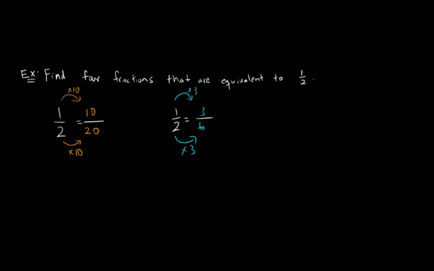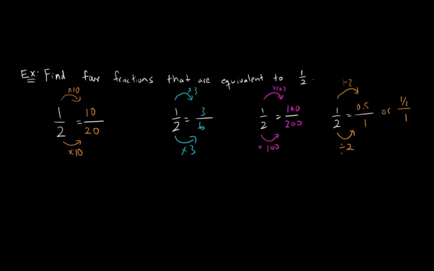And let's see, they want 4 of them. So let's see, 1/2. We can multiply by 100. So 100 over 200 is equivalent to 1/2. Let's make the last one a little bit more challenging. Let's divide by 2. 2 divided by 2 is 1. But if I divide the denominator by 2, I have to divide the numerator by 2. So 1 divided by 2, that is 0.5. Or you can also say 1/2 over 1. All right, we'll get into that later on.